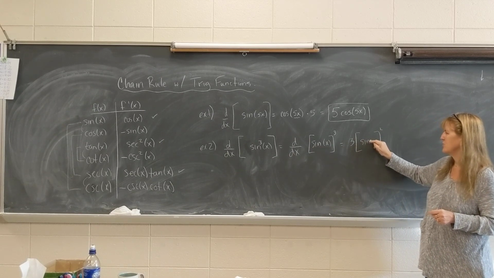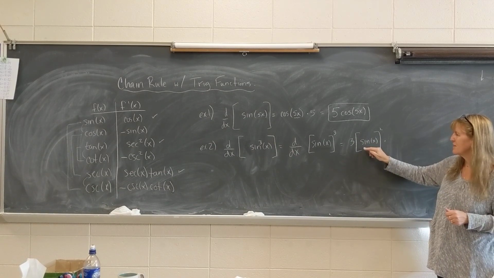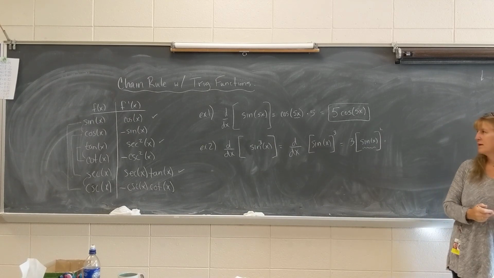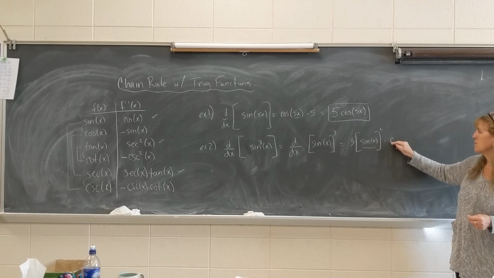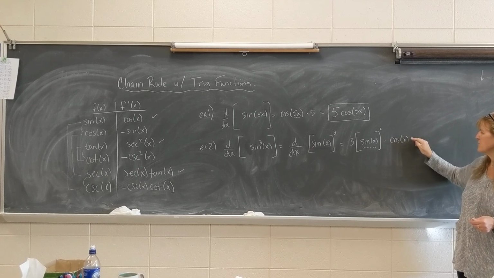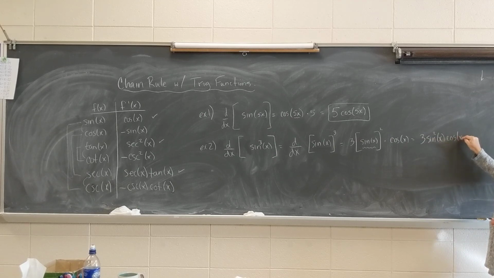The thing here, your oogie boogie, sine x, does not change. However, we now need to chase it with the derivative of our oogie boogie. What's the derivative of sine of x? Cosine x. And then we can write that a little nicer, and we can just call it 3 sine squared x cosine x.